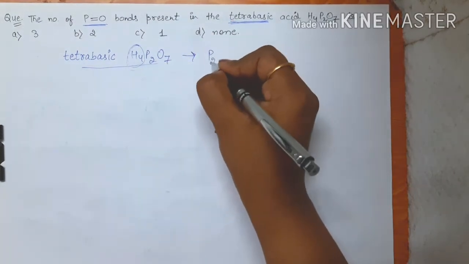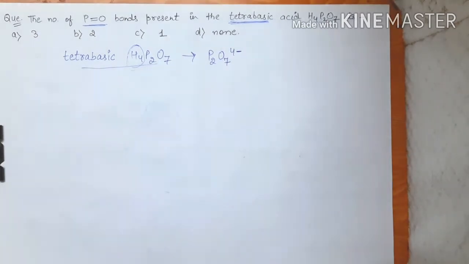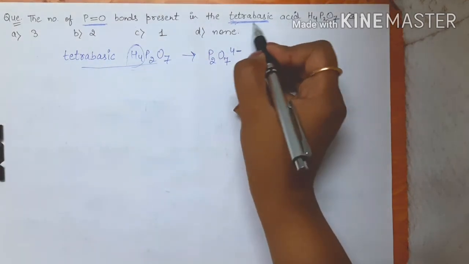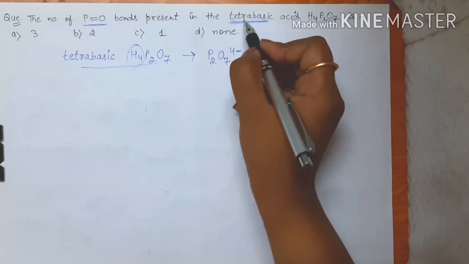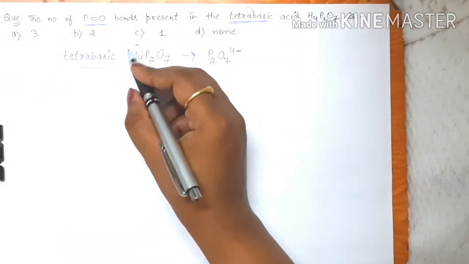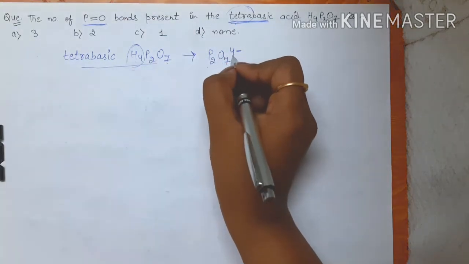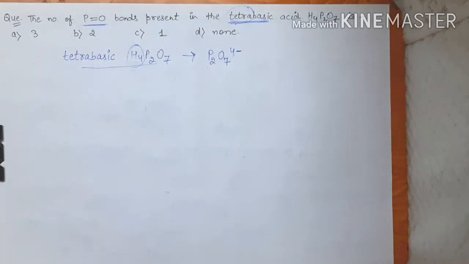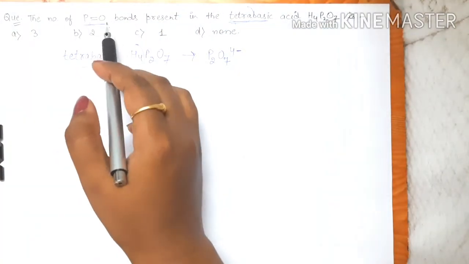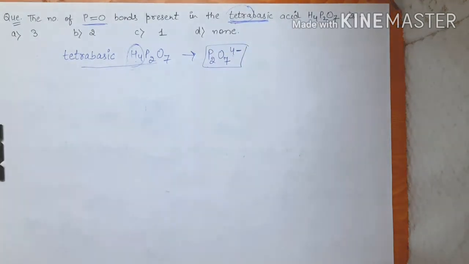So after removing 4 hydrogens, what we are going to get is P2O7 4 negative, right? I hope this is clear, because they are asking for tetrabasic acid. That means tetra means 4, so we have to remove 4 hydrogens. On removing 4 hydrogens, we get P2O7 4 negative. So we have to find out P double bond O bonds in P2O7 4 negative.